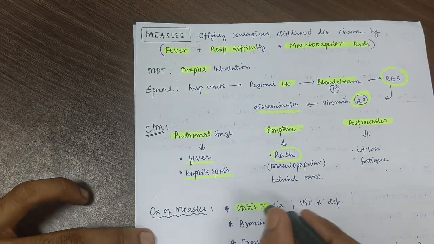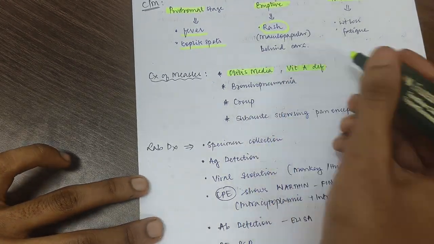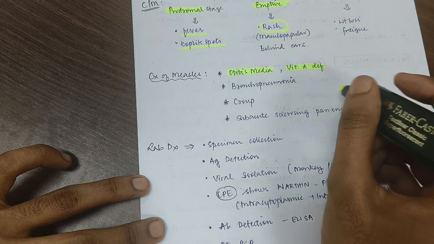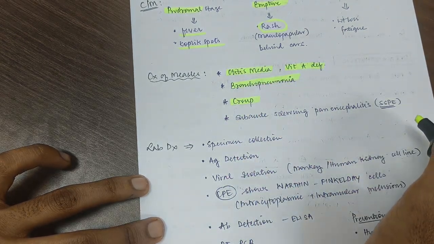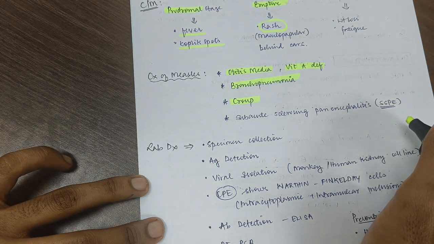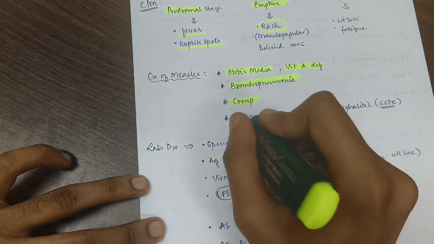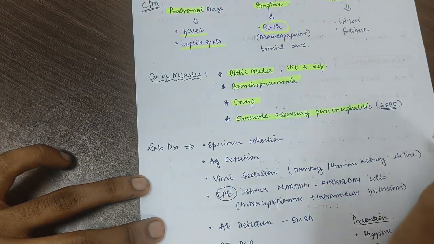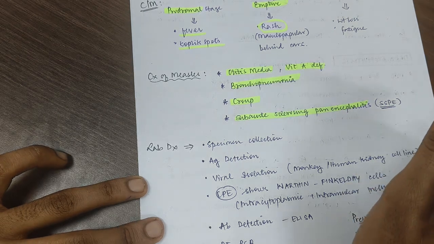Complications, you are going to see otitis media, which is the most common complication encountered in measles. Then vitamin A deficiency because of plenty of diarrhea. Then bronchopneumonia. Then croup, that is laryngotracheobronchitis. Then subacute sclerosing panencephalitis. It is a chronic complication. Okay, after so many years, it will lead to the chronic complication called SSPE.